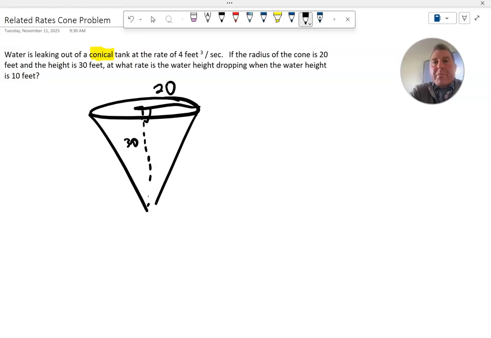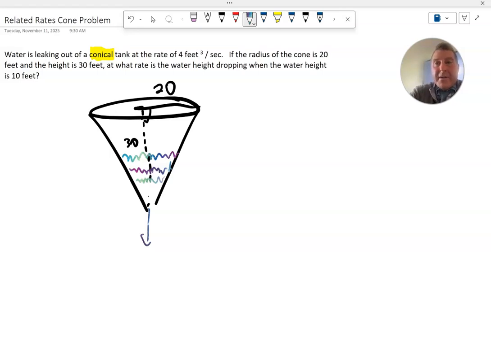Okay? Now, what I also know is that water is leaking out, right? So there's a water level here, and it's leaking out. Maybe it's coming out that way, right? And so some things are changing. As the water level drops, both the radius and the height of the water level will be changing. So too will the volume of the cone. Okay, so we're losing volume, we're losing radius, and we're losing height as the water is leaking out of that conical tank.